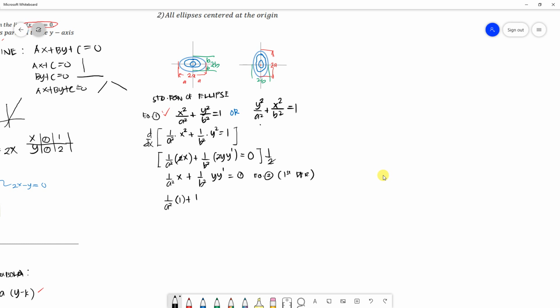Plus, we have 1 over b squared. So, product of y and y prime. So, product rule tayo. According sa product rule, y times the derivative of y prime is y double prime. Yan yung second derivative. Plus, copy y prime, the second function, times the derivative of the first function y, we have y prime.